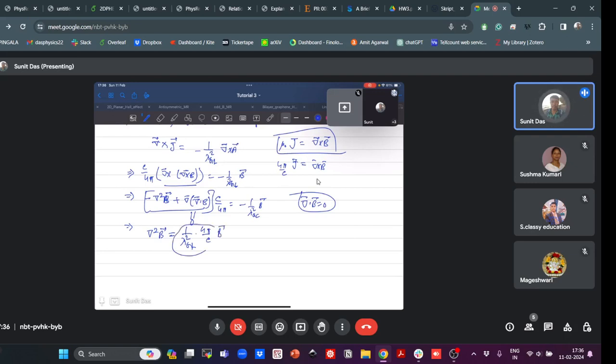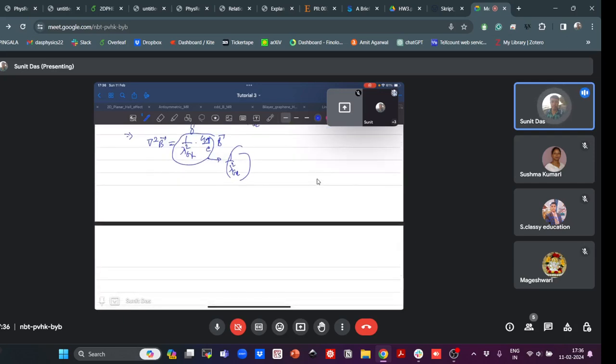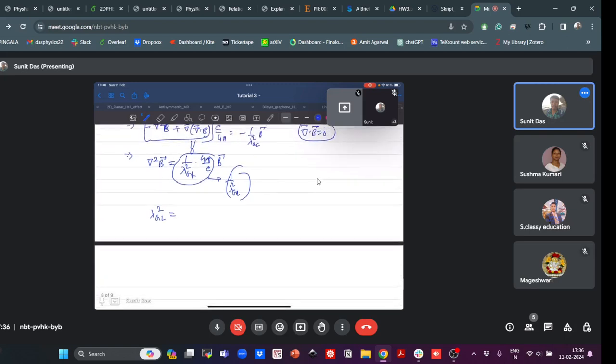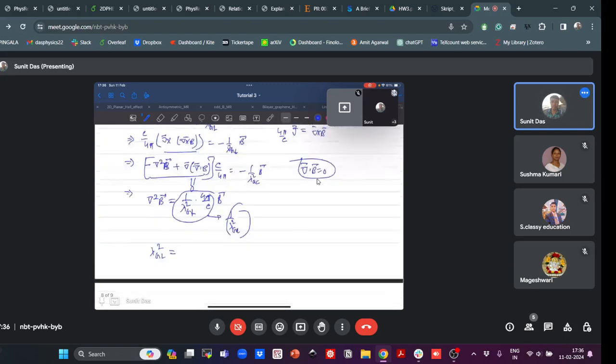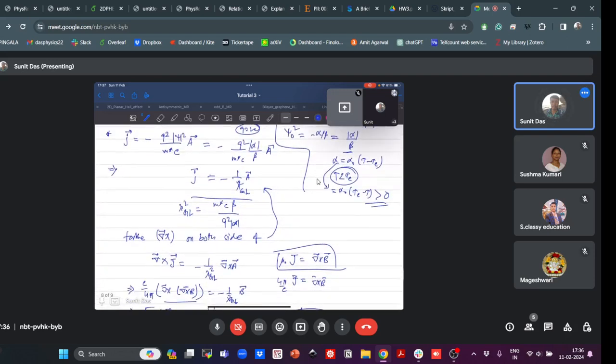We can also take it to be 1 by lambda GL square. This is just effectively not putting 4 pi and C all and outside. So we are essentially interested in how lambda GL behaves with T. There is a beautiful understanding of this. So let's say lambda GL square will be this term, right?